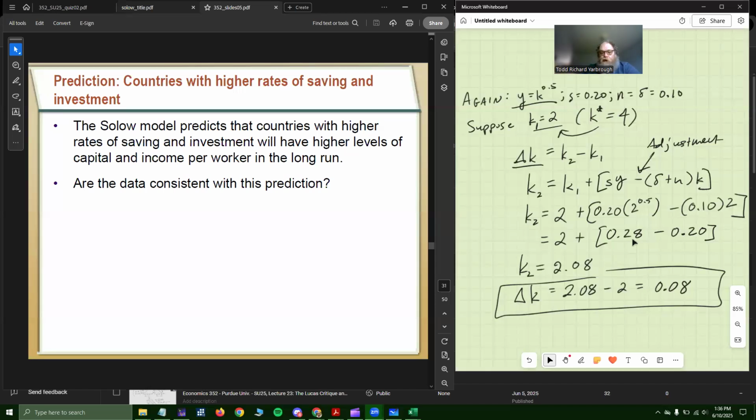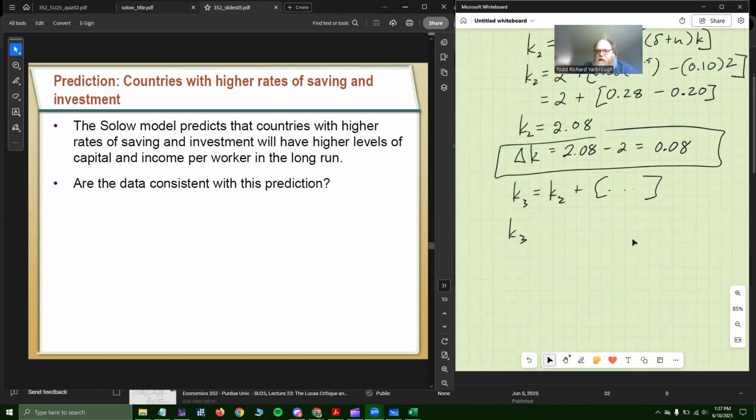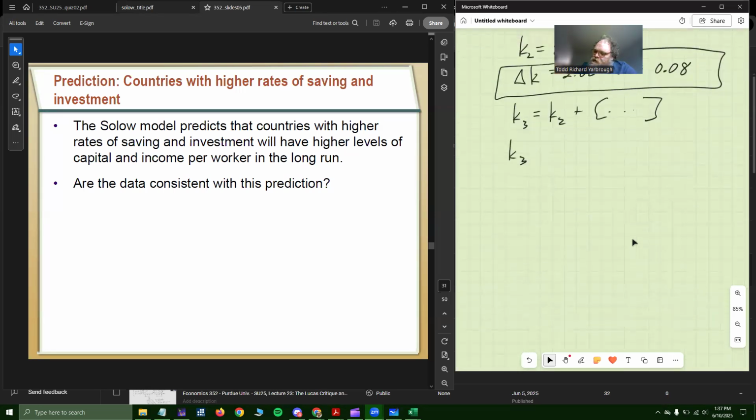Now, we could move on into the next time period, right? So we could do time period 3. Again, we start with capital there plus the adjustment mechanism. We can get that in a second. So K3 here is going to be equal to 2.08 plus, and then we just have to update everything, right? So 0.20 times the square root of 2.08, plus, and then 0.10 times 2.08.